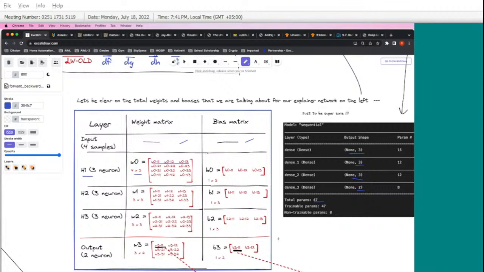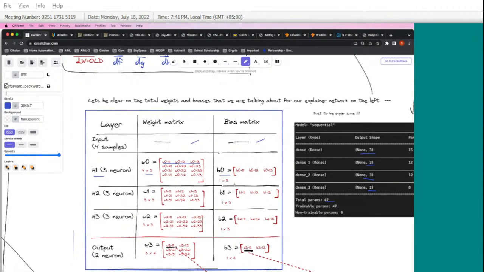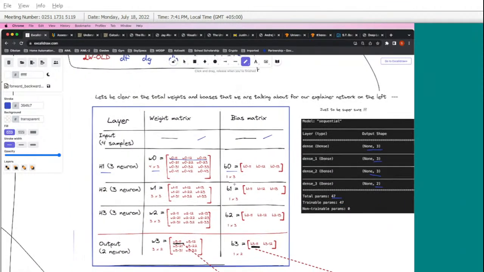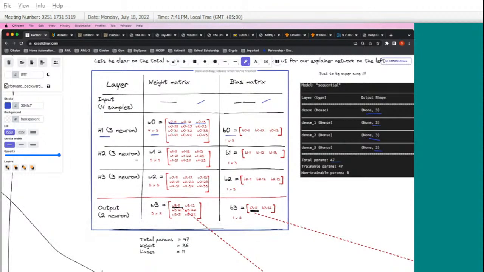So I've deconstructed each of the weights and each of the biases. My bias will be 1 by 3, one per neuron per layer. And if I add each of them, 12 plus 3, 12 plus 6 plus 6 and so on, you have 47, which matches my code. So essentially there are 36 weights and 11 biases.